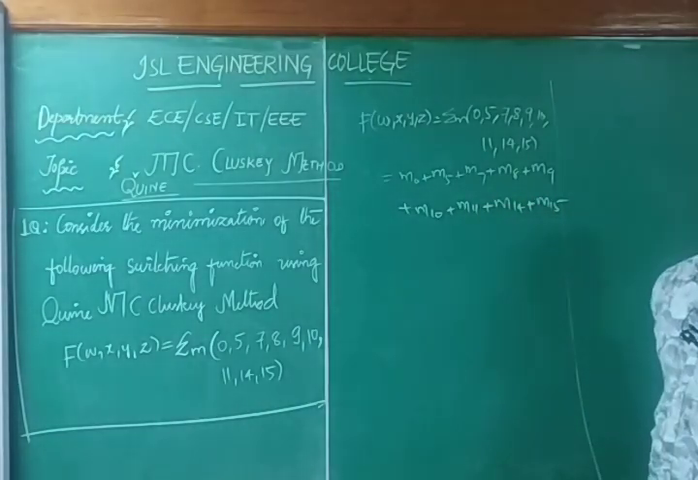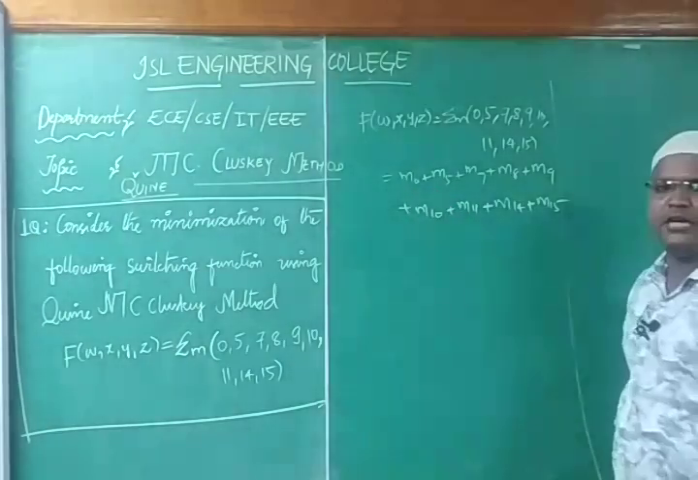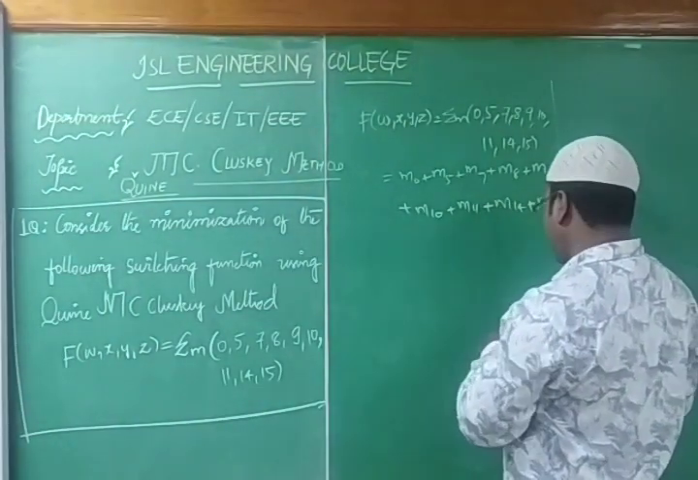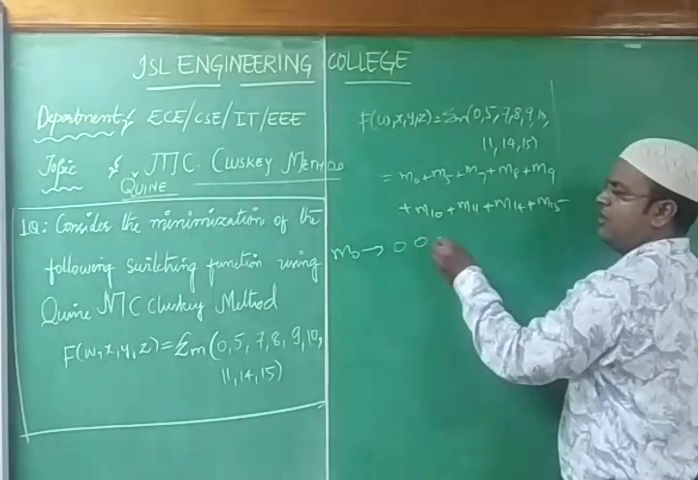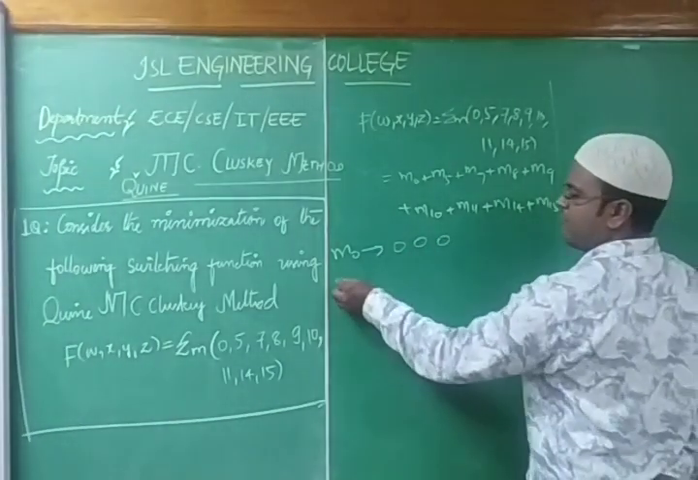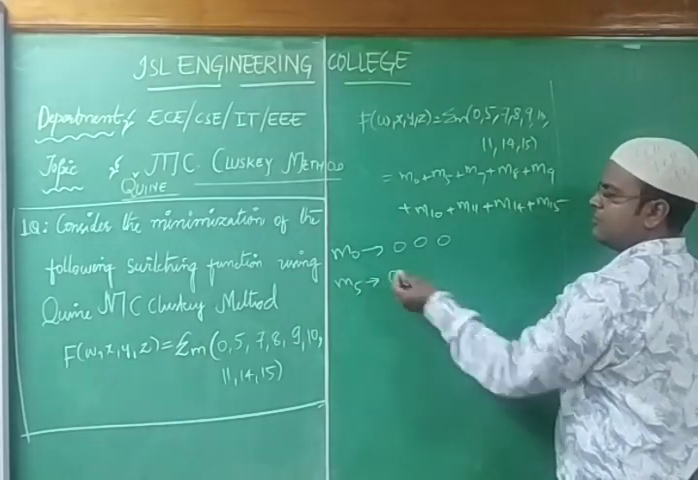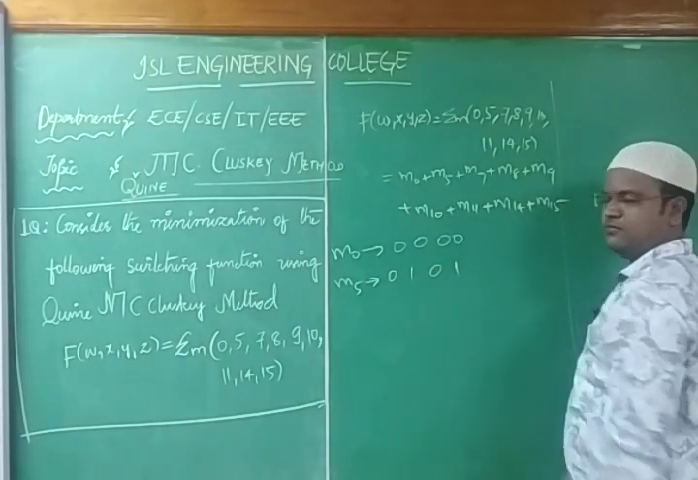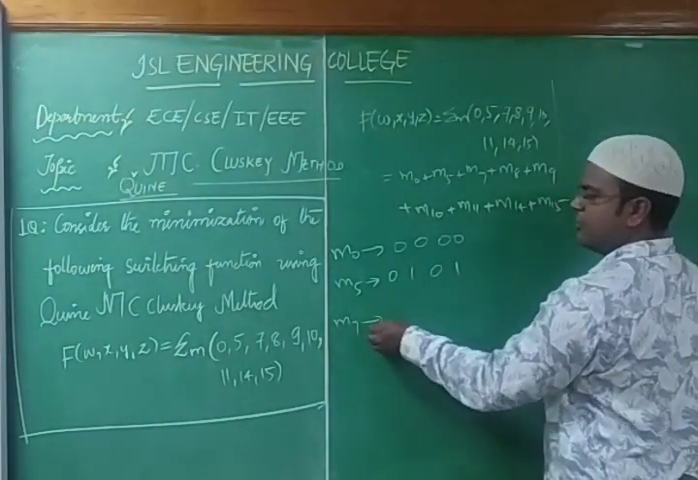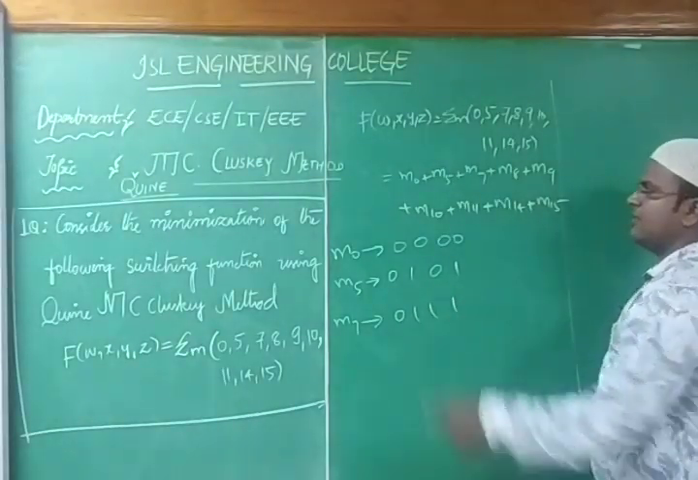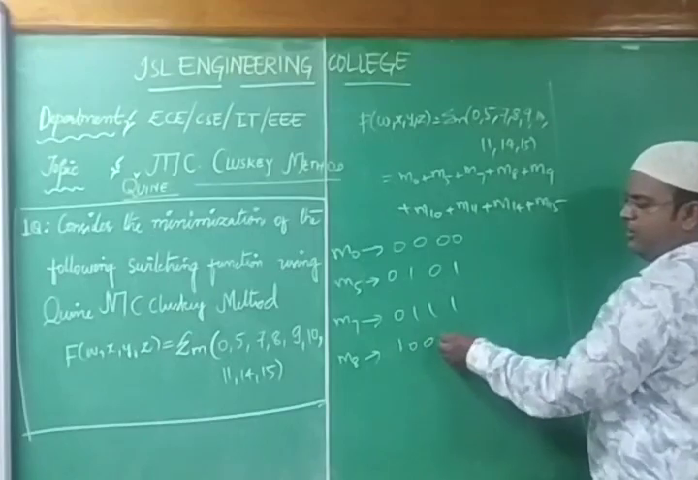Next, we will write the binary equivalent for each respective minterm. If I have minterm m0, it is nothing but all zeros. Likewise, m5 is 0, 1, 0, 1. Now like this I can take m7. What is the m7 value? 0 with all ones. Likewise I have m8, which I can write as 1 with all zeros.